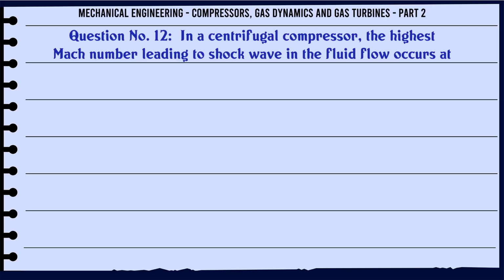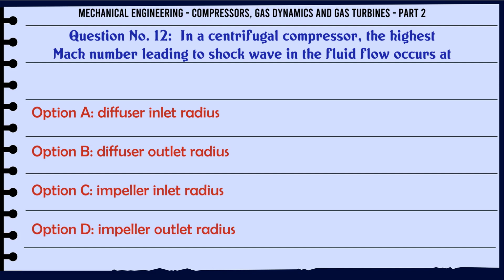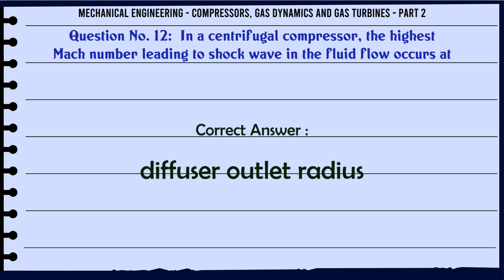In a centrifugal compressor, the highest Mach number leading to shock wave in the fluid flow occurs at: A, diffuser inlet radius. B, diffuser outlet radius. C, impeller inlet radius. D, impeller outlet radius. The correct answer is diffuser outlet radius.